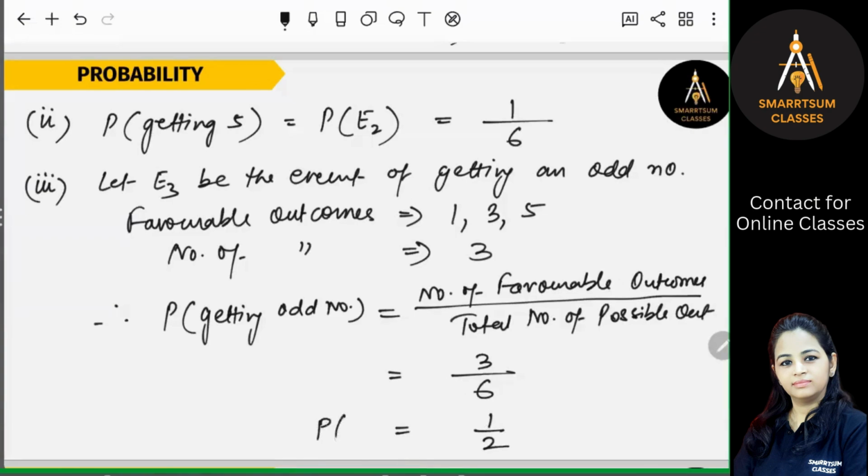So what is the probability of getting this event, that is, an odd number? This is an event and this is 1 by 2. Means half of the times it will happen that the number, when you are throwing a die, is an odd number. Is it clear? Because there are 3 numbers which are odd and total 6 outcomes are there. So what is the probability of getting an odd number? That is 1 by 2. Is that clear?